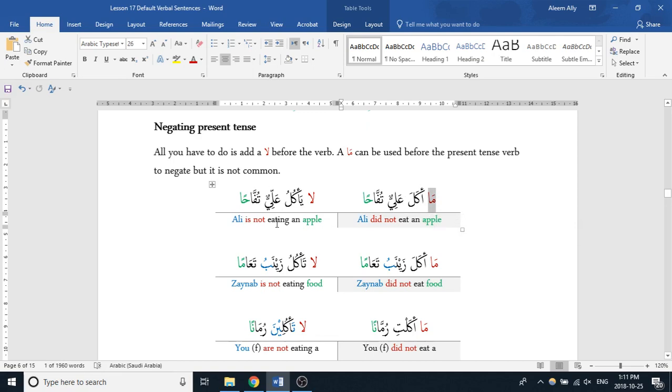So let's take a look at the present tense version. By saying يأكل علي تفاحا, it would mean Ali is eating an apple, right? But if I want to say the negative of it, all you do is just attach that lam with an alif before, and it simply turns into Ali is not eating an apple. Let's take a look at another example.